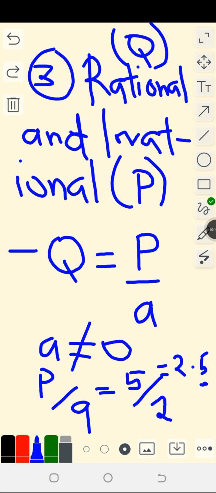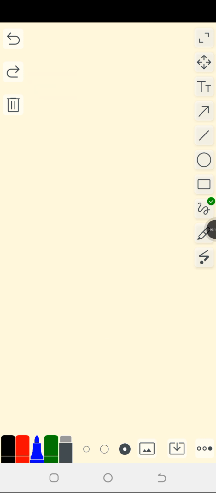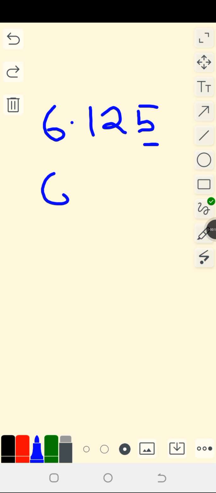Another example of a rational number, let's say 6.125. 6.125 is a decimal, which is a rational number. And we know that the last number after the decimal point is 5. So you can convert from a fraction to a decimal and vice versa. Vice versa in the sense that you can also convert from decimal to fraction. That means if I have this example of a rational number, I can convert it to a fraction.